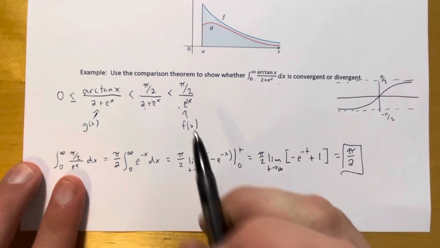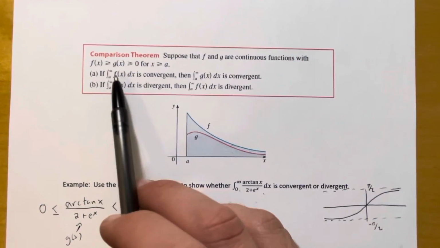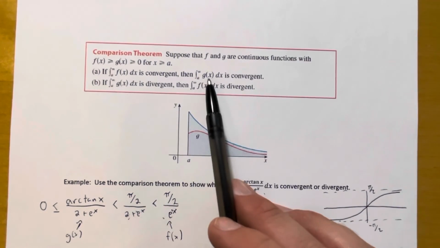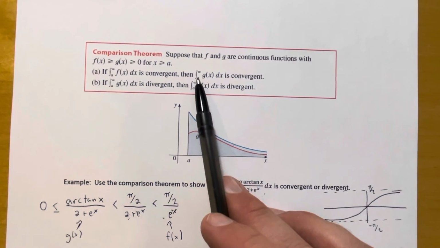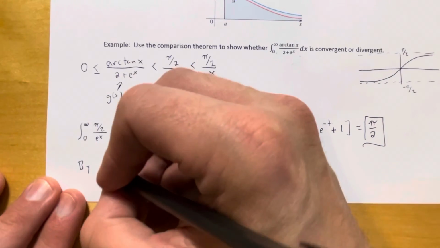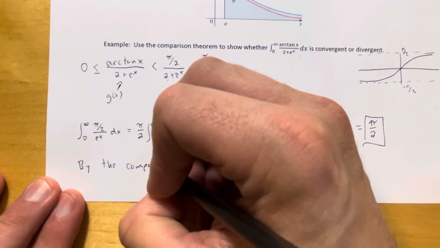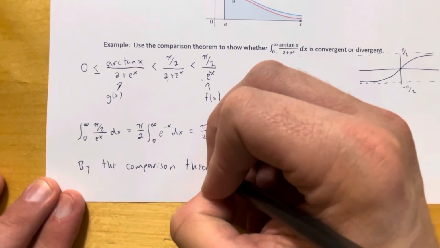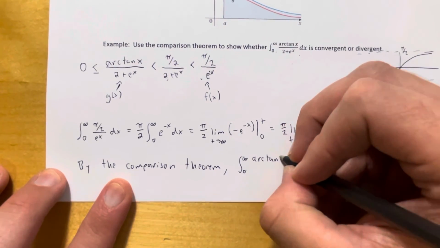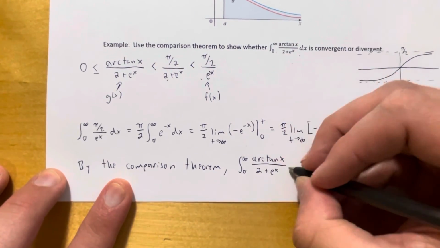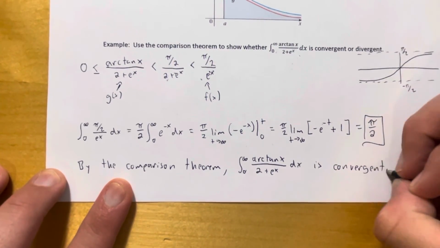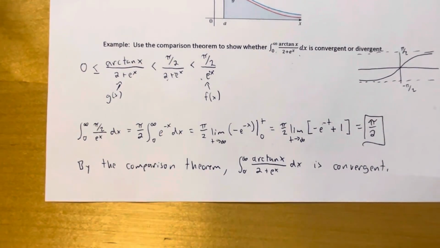But that means that the integral of the larger function converges, or that's like case A here, the integral from 0 to infinity of f of x dx is convergent. Therefore, the integral over the same interval but of the smaller function has to also be convergent. So I can say something like this. By the comparison theorem, the integral from 0 to infinity of arctan of x over 2 plus e to the x dx is convergent. And that's it. So that covers everything in chapter 7.